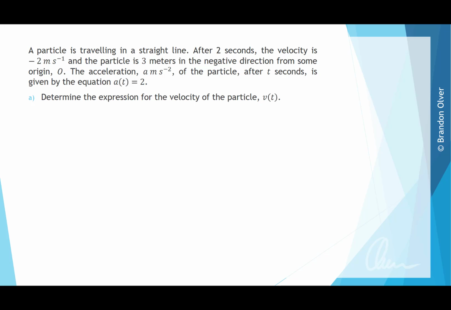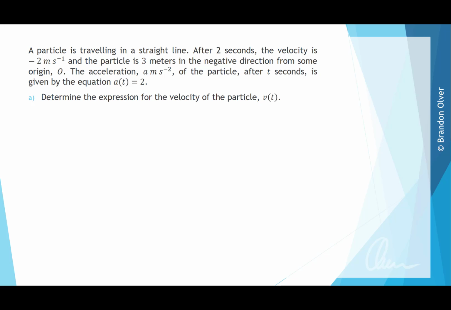A particle is travelling in a straight line. After 2 seconds, the velocity is -2 meters per second, and the particle is 3 meters in the negative direction from some origin O. The acceleration a meters per second squared of the particle after t seconds is given by the equation a of t is equal to 2. So that means that it's experiencing a constant acceleration of 2 meters per second squared throughout the entire journey of this particle.